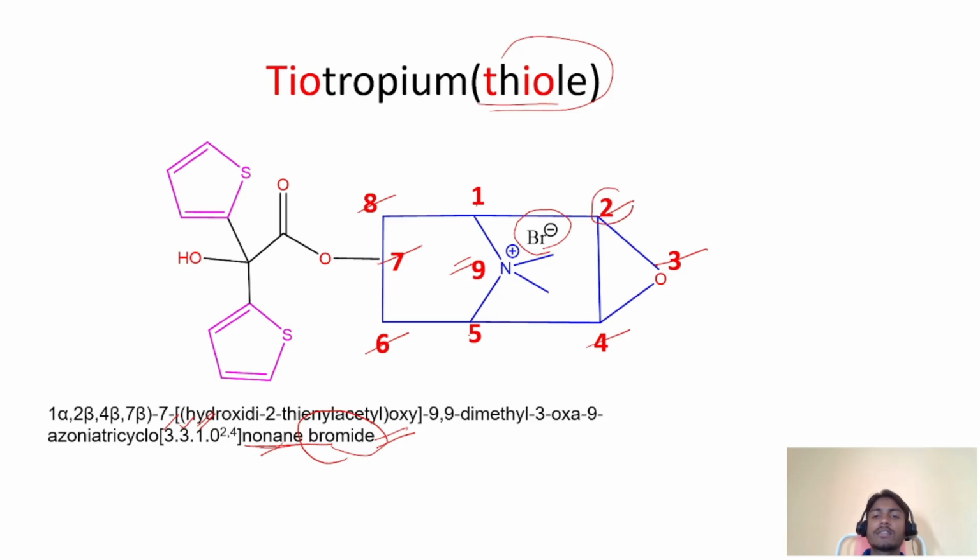But in the second bridge, the second and fourth positions are connected, hence 0. No atom is there between 2 and 4. That's why 0,2,4, nothing but 2 is connected to 4. That is the meaning. Next, nonane bromide.